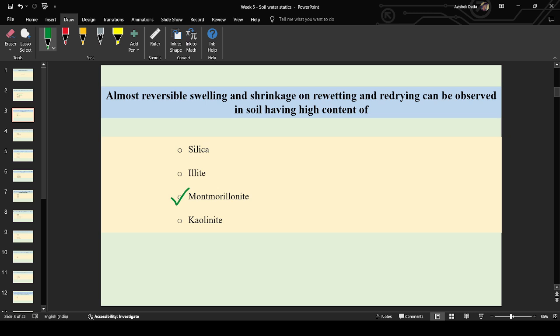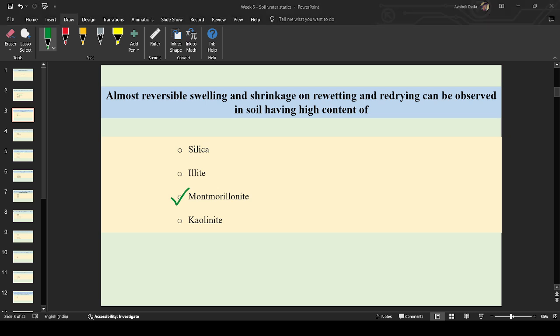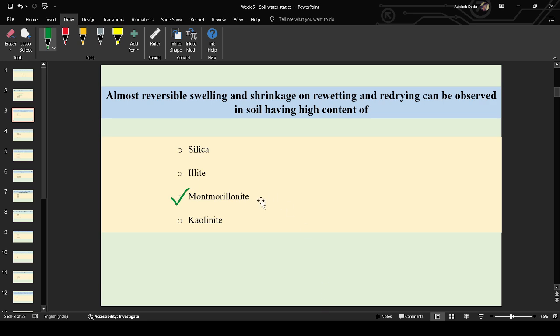Since I have taken this question from a sample question book and standard textbook combined, there also I haven't found a direct answer to your question, but it was written almost reversible. So I guess it is not fully reversible, and at some point the swelling and shrinkage might become negligible, but right now I don't have a proper answer. I might have to look into it further. Okay, so the answer of this question is montmorillonite.